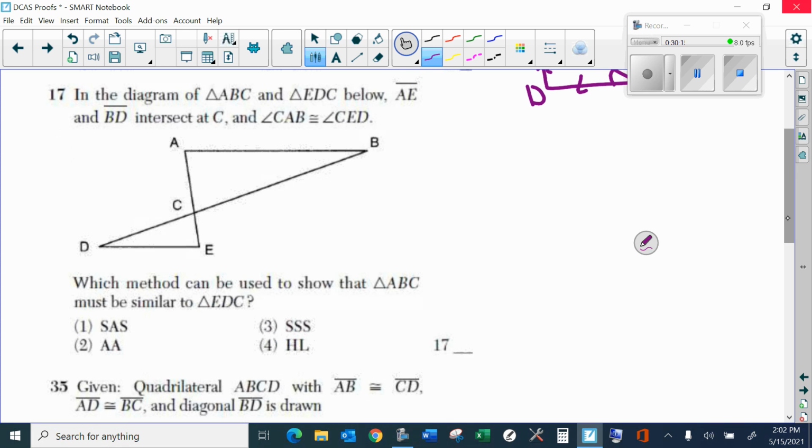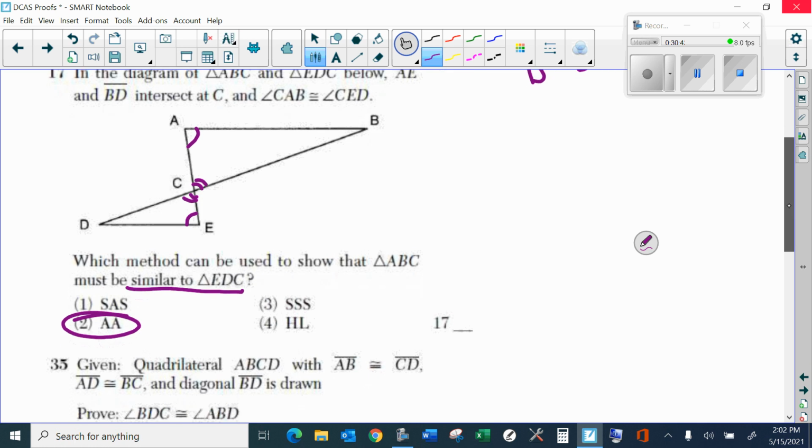Okay, in the diagram of ABC below, AE and BD intersect at C, angle CAB is going to CED. And of course, we have this is going to this. Okay, which method can be used to show that ABC must be similar? Remember, that's all we have is AA similarity right there. We only have those two angles right there, the free point you get with vertical angle theorem.